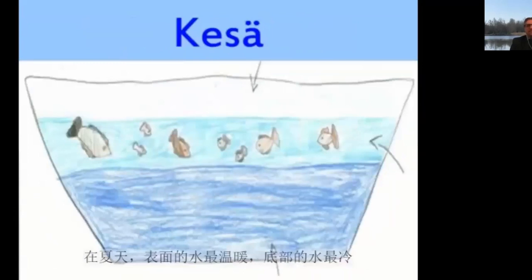And they learned in summer that it's warmer on the top and colder below.